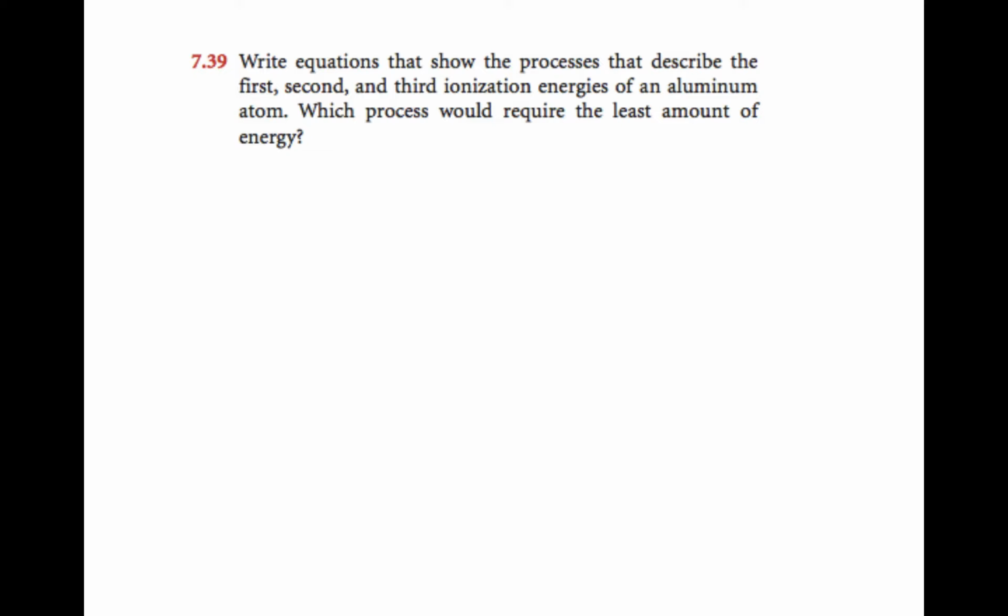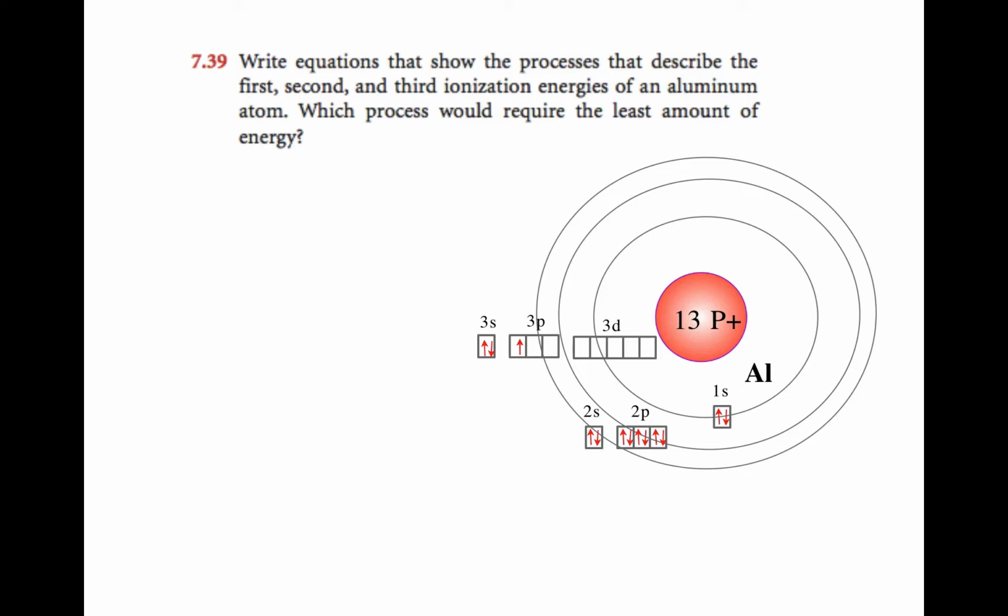Number 39: write the equations that show the process that describe the first, second, and third ionization energies of aluminum. Which process requires the least amount of energy? So this is aluminum's electron configuration. We've got a neon core, and the outer electrons in the third energy level are in the 3s and the 3p. So if we're going to remove an electron from aluminum metal to form aluminum cation, the first electron that's going to be taken is the one in that 3p.